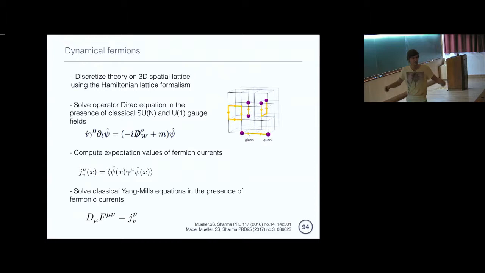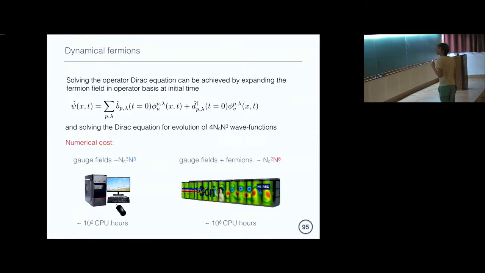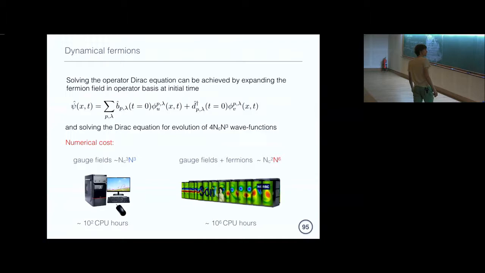So you can basically go ahead and expand your operator-valued fermion field in a complete set of operators. Typically, you expand the fermion field into a basis of operators, these b and d daggers, which are creation and annihilation operators of fermions, taken at the initial time, the point where you formulate your initial value problem. So you have these static operators acting on your initial state.